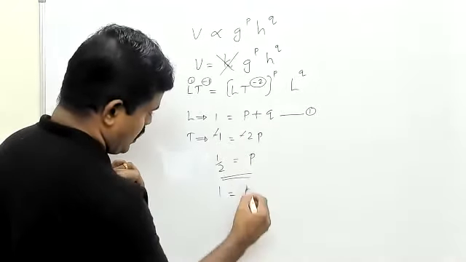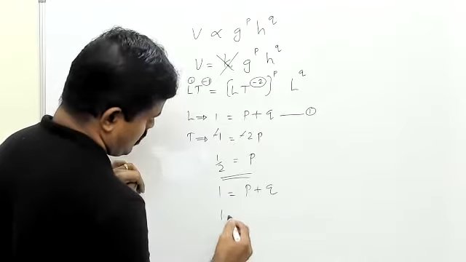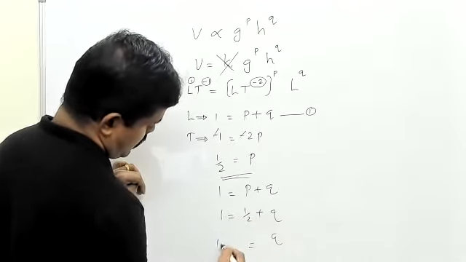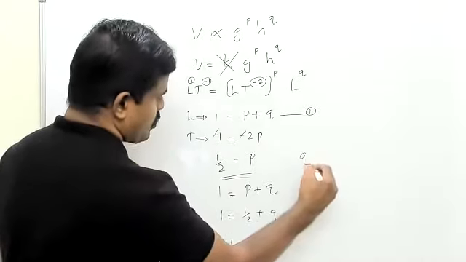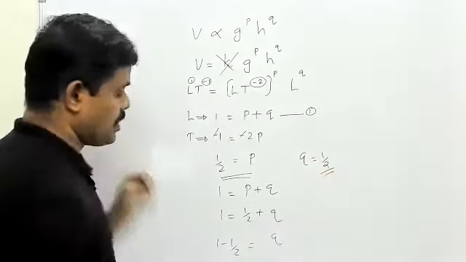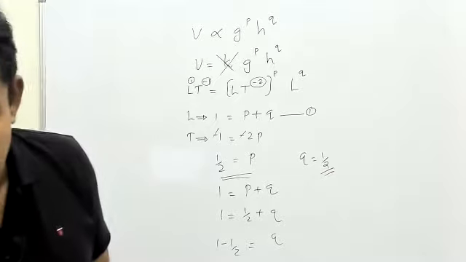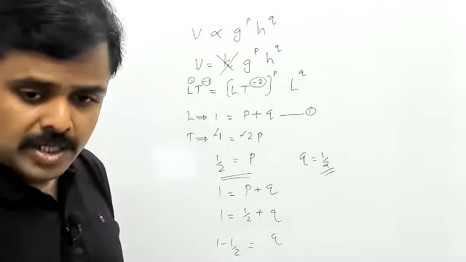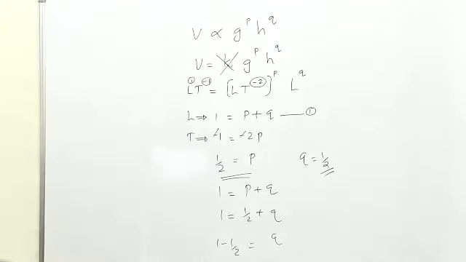How do I find? I can put it in this equation. 1 is equal to P plus Q. 1 is equal to half plus Q. Or Q is equal to 1 minus 1 by 2. Or Q is equal to 1 by 2. So P is equal to 1 by 2. Q is equal to 1 by 2. Yes, that's right. Answer is option B. Did you understand?